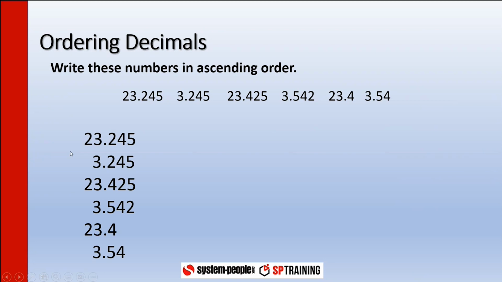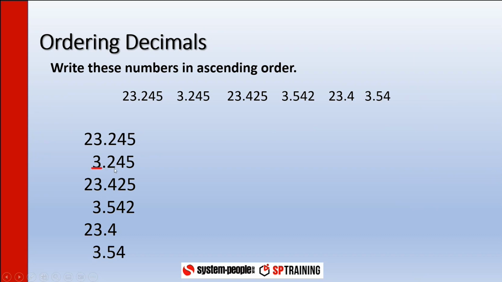A little tip for you: if you're writing decimals in order, write them out like this, with your decimal points in line, your units in line, your tens in line, your tenths, your hundredths, your thousandths in line. It makes it easier to look at. So first of all, we're going to look at our units. We've got a 3.2, we've got a 3.5 and a 3.5.